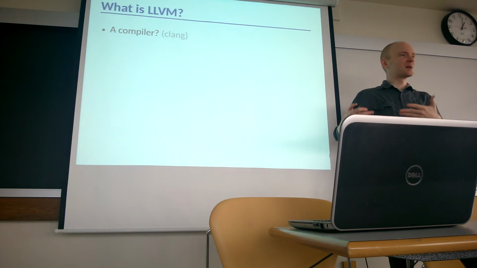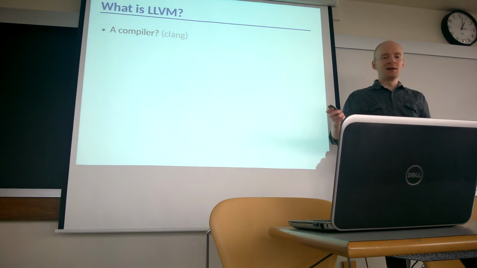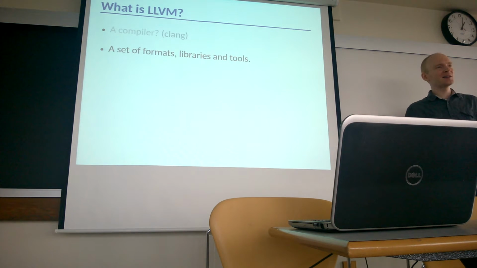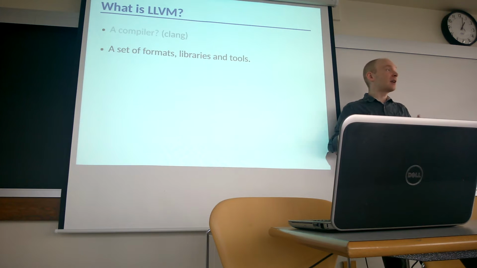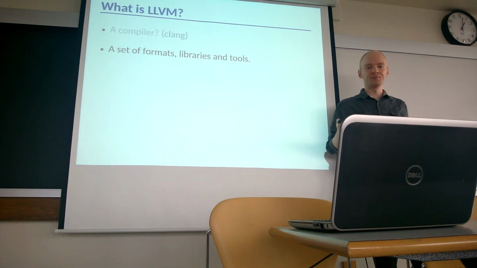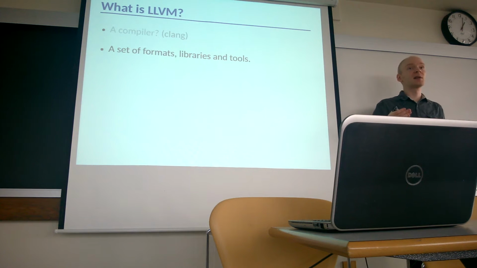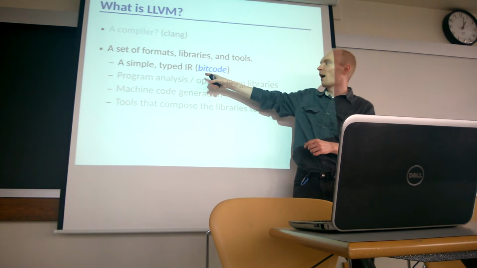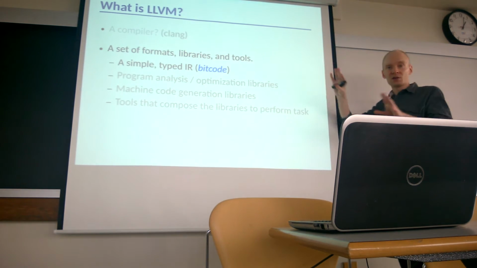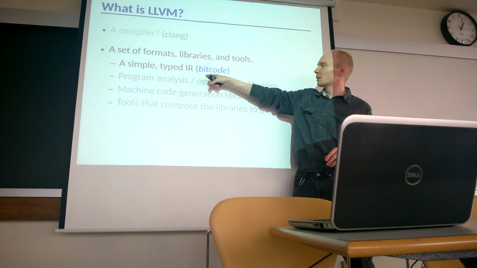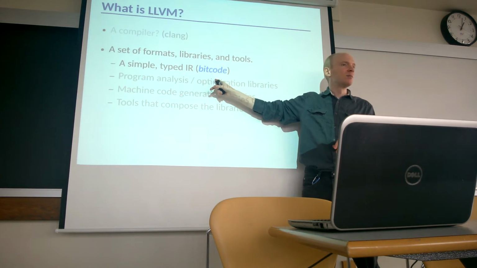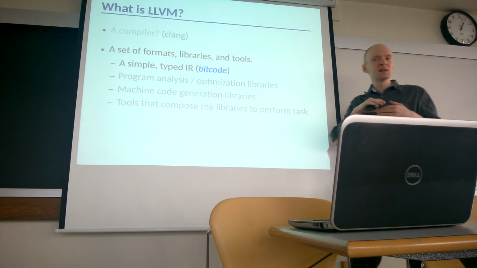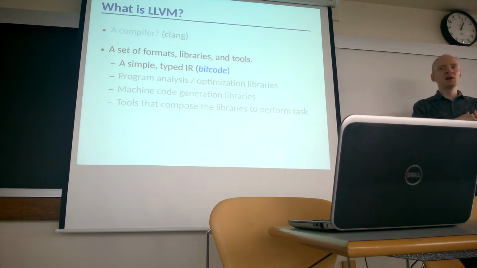But LLVM isn't just this compiler, Clang. It's actually a set of formats and libraries and tools that can be used for building compilers or doing program analysis of some sort. And Clang is just one client. It is one tool that's been built with LLVM. So what's actually in here? Well, we have a simple typed IR. So we looked at internal representations before, or intermediate representations before. So we have a simple typed IR, and this is bitcode, essentially. It's a consistent representation that LLVM uses for everything.